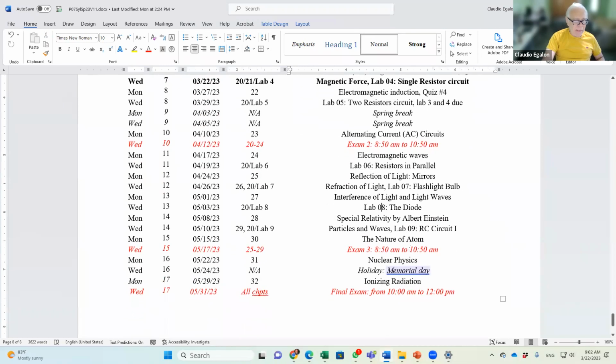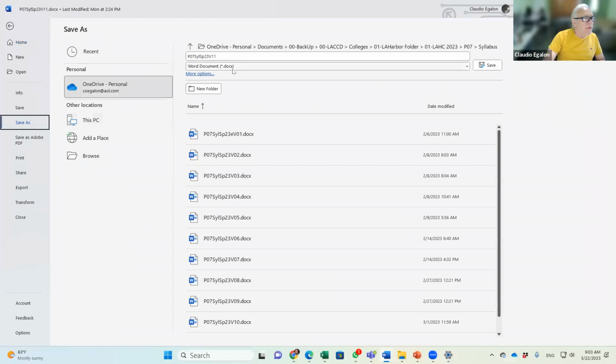And lab 9, I'm going to decide when it's going to be due, because it's the last lab that is scheduled here. Do we have a holiday today? I'll let you know when you get there. You know what? Let's put lab 9 due at the last day. Like that. And I'm going to save this one as version 12.